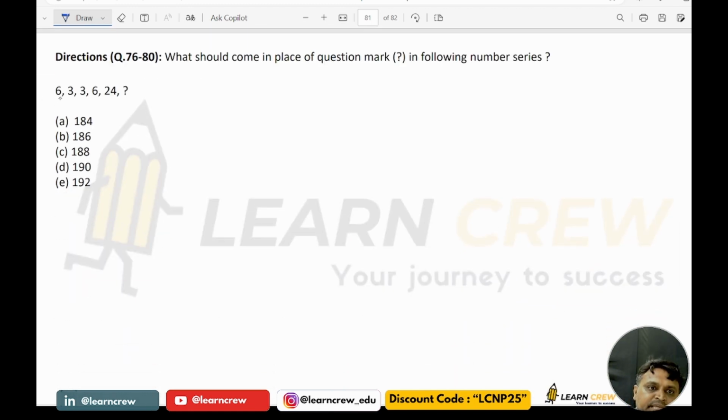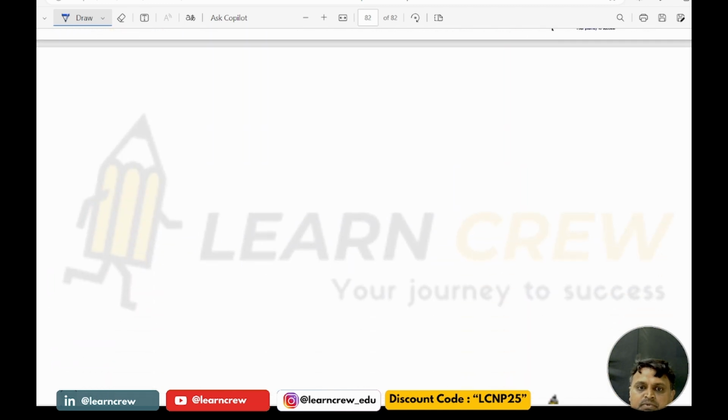6 becomes 3, becomes 6 into 0.5, 3 into 1, 3 into 2, 6 into 4. So multiplication factor 0.5 becomes double, 1 becomes double, 2 becomes double, 4 becomes double. 24 8s are 192. So answer is 192.